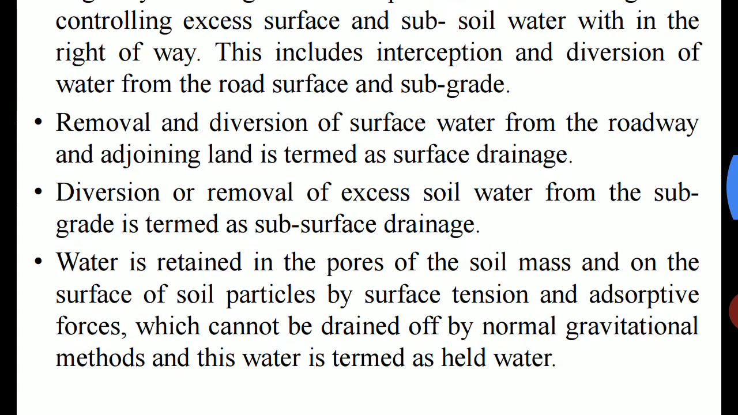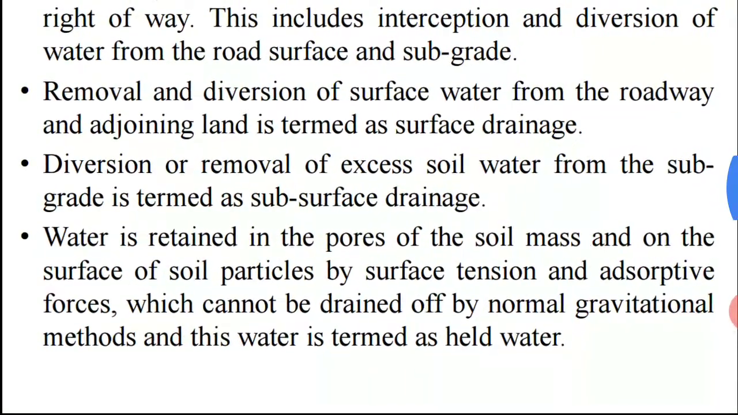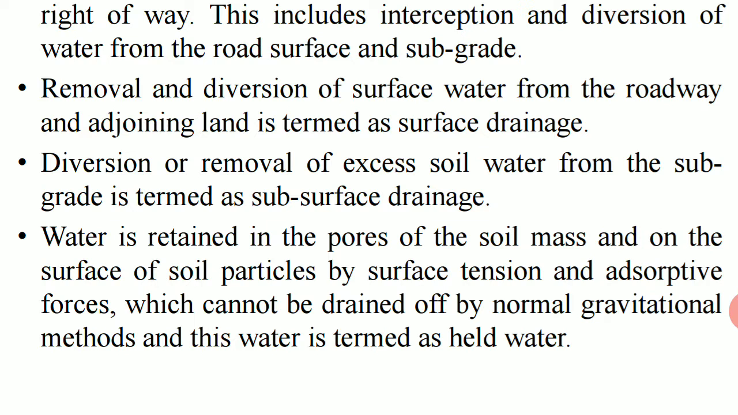And here the last point of the introduction: water which is retained in the pores of the soil mass and on the surface of the soil particles by surface tension and adsorptive forces, which cannot be drained off by normal gravitational methods, is termed as held water in some part of the pavement. So water which is going to be stagnant at a particular place cannot be removed and cannot be passed from one place to another by providing certain slopes, right? That type of stored water we can call held water, right? So that is how it happens.